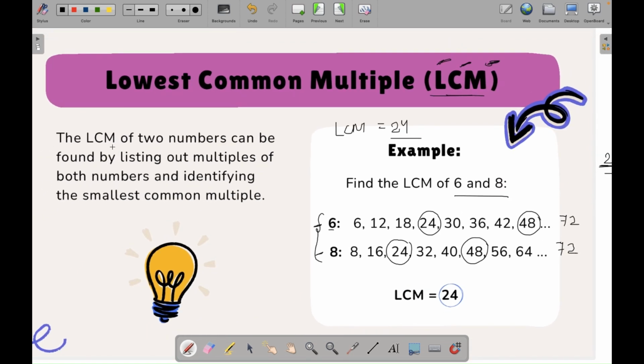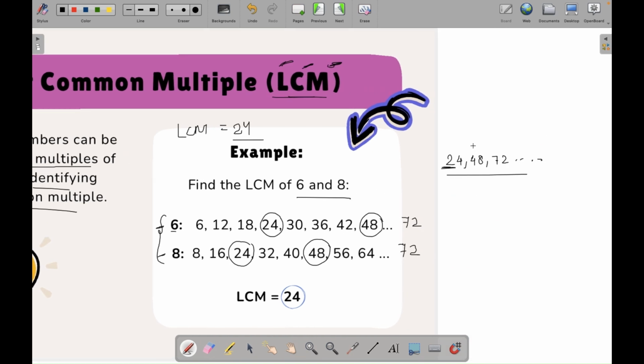Back to the definition: the LCM of two numbers can be found by listing out multiples of both numbers and identifying the smallest common multiple. So we listed out the multiples of both numbers and then identified the smallest common multiple, right? And if you notice, all the subsequent common multiples will be a multiple of the LCM. What do I mean by saying that? So if I have found the LCM of both the numbers, the second common multiple was 48, right? So the LCM is 24.